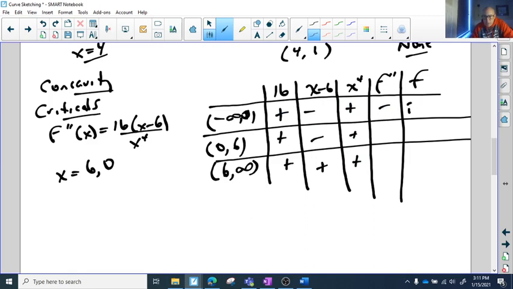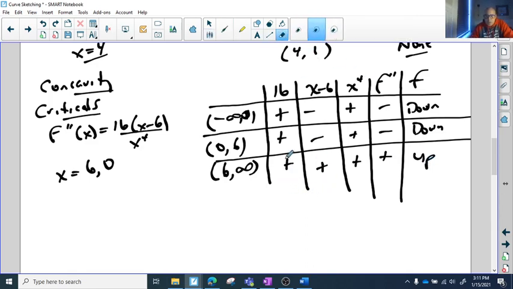Two positives and a negative in a quotient will give you a negative result. If it's negative, our concavity is down. Two positives and a negative again will give you another negative result, concave down. 6 to infinity, that's 3 positives in a quotient, which will give me a positive. That's concave up. So we did have one switch in concavity, and it happened at the number 6. You can see it went from down to up.